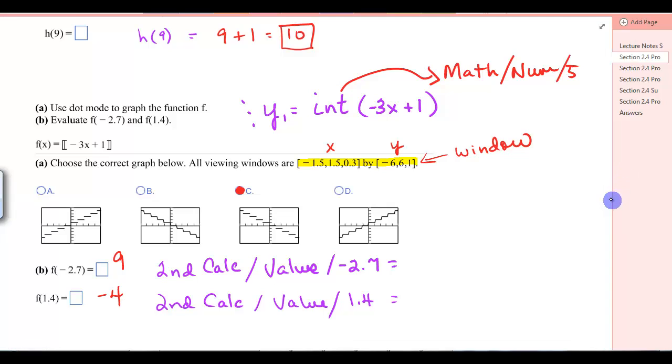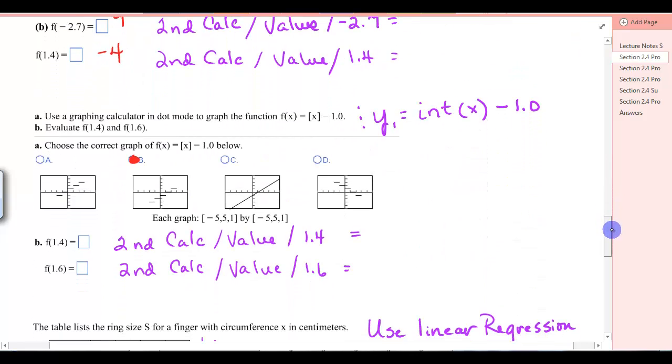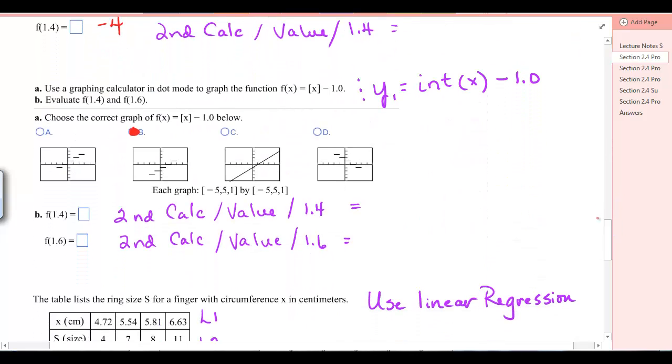Number 5, same thing. To graph the function greatest integer value of x, close that, minus 1.0. So you would do the same thing. Here is the window. So be sure that you're using that window: X min, X max, and X scale. You would get B. And then you could do the same thing with the table. And you should get 0 for this one and 0 for that one.